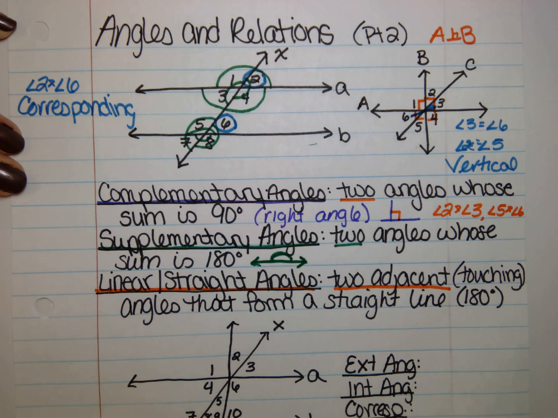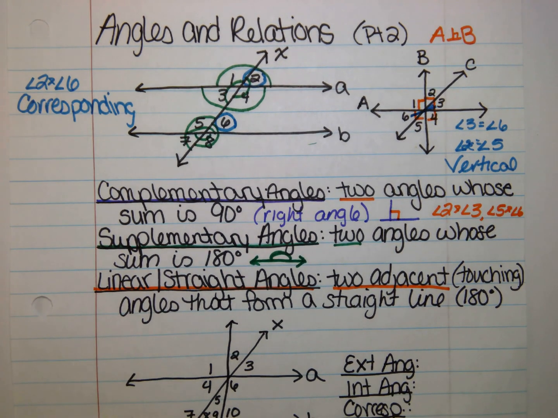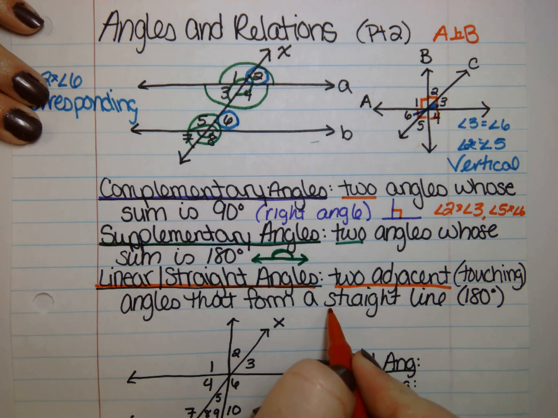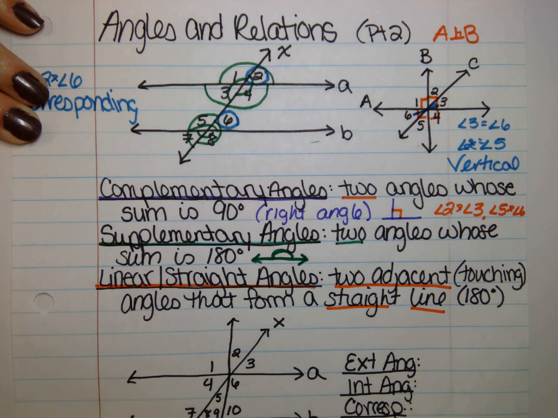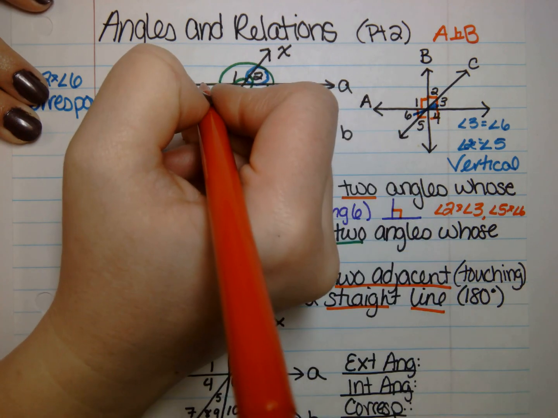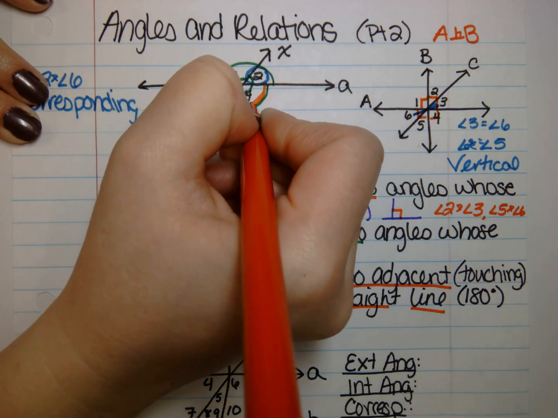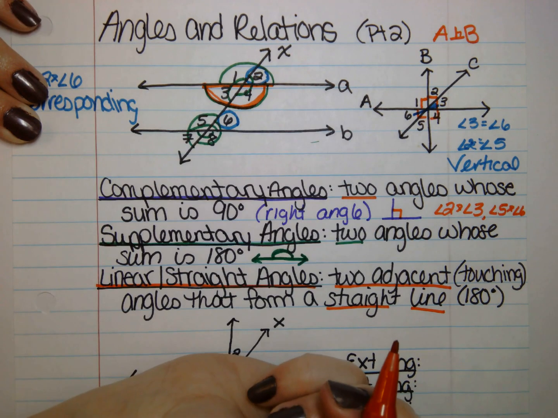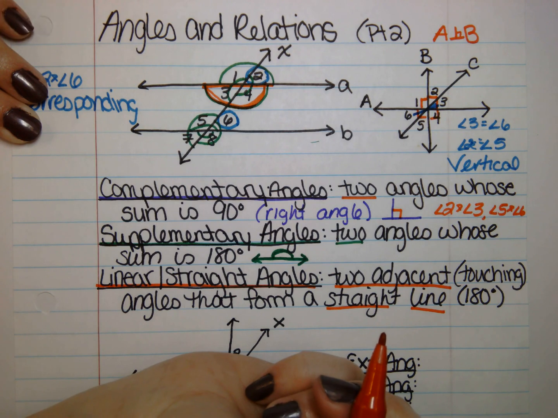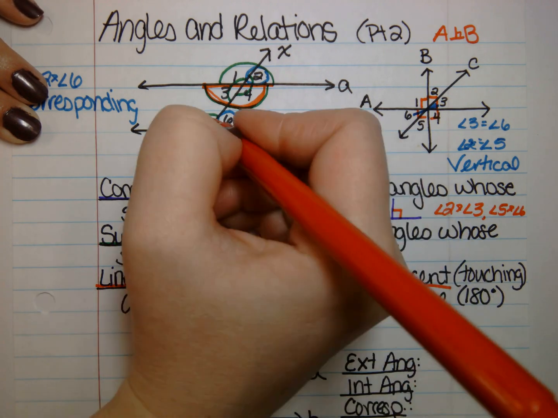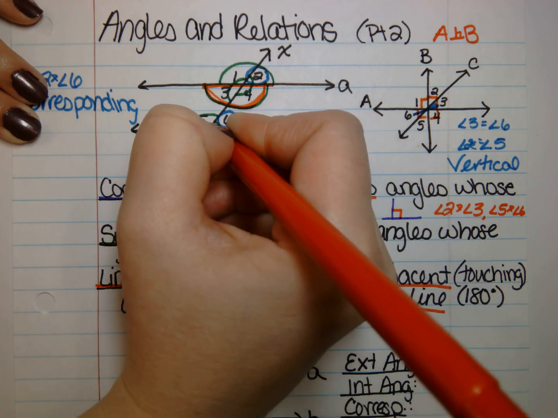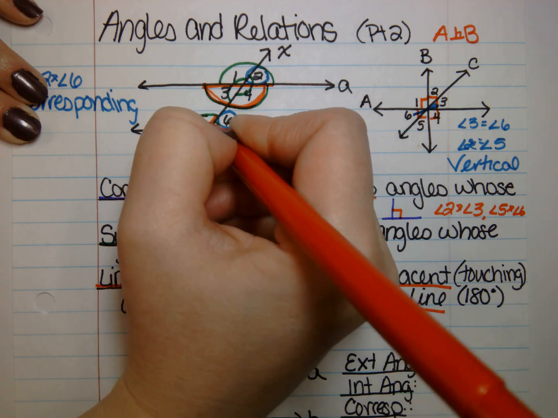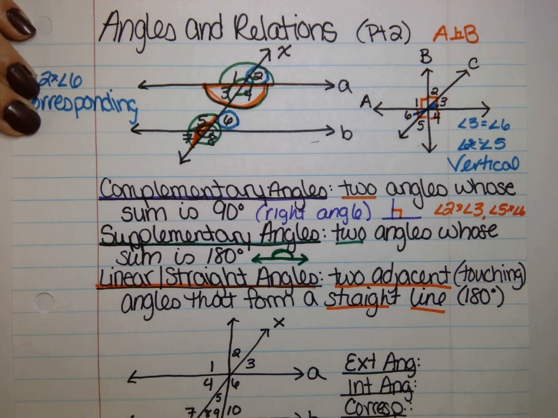So they have to be touching in order to be linear or straight angles, and that's because they would have to form a straight line. The only way that they can form a straight line is if you use the example like 3 and 4. They're on the same horizontal line, or on the same straight line. If I looked at 5 and 7, I could draw that half circle because they're on this same straight line.